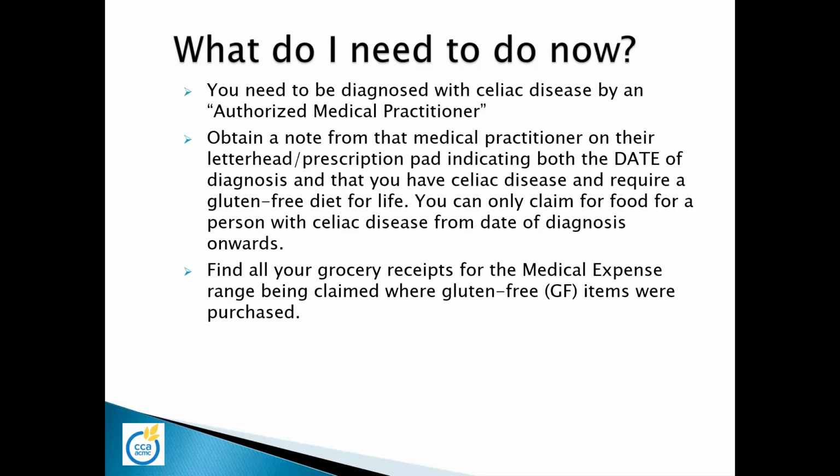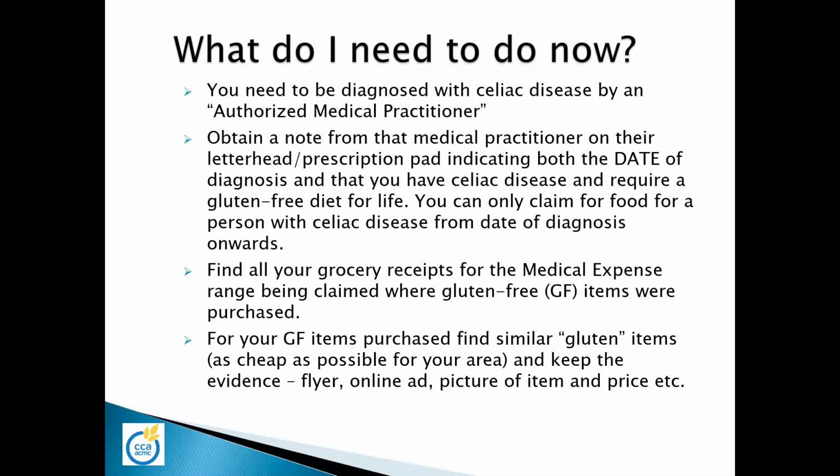So find all your grocery receipts for the medical expense range being claimed where your gluten-free items were purchased. For the gluten-free items purchased, you need to find similar gluten items. So this is a tip: you want to find the item as cheap as possible for your area and keep the evidence, such as a flyer, online ad, or picture of the item and its price. And then you use the incremental cost calculation.